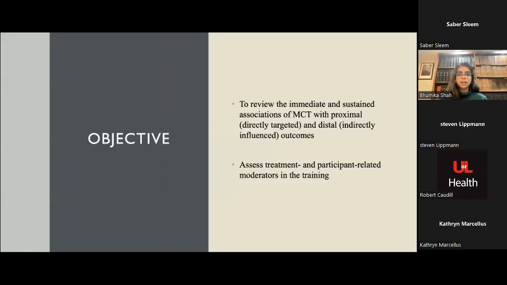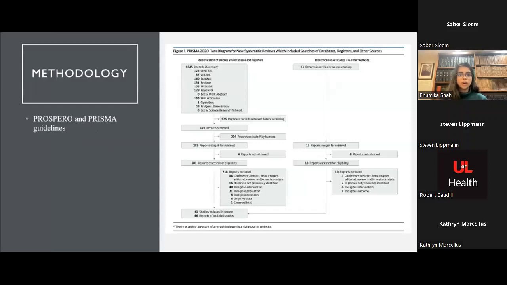Coming back to the article, it has two main objectives. The first one is to review the immediate and sustained outcomes associated with the training across various outcomes. And the second one is to assess the treatment and participant-related moderators of the training. Like every other high-quality systematic review and meta-analysis, the protocol was registered in PROSPERO and they followed the PRISMA guidelines. They searched 11 electronic databases from 2011 through June of 2021, and they identified 43 studies which were included.